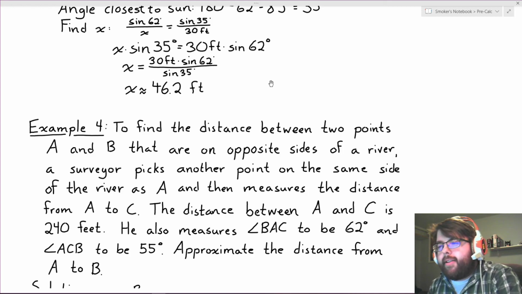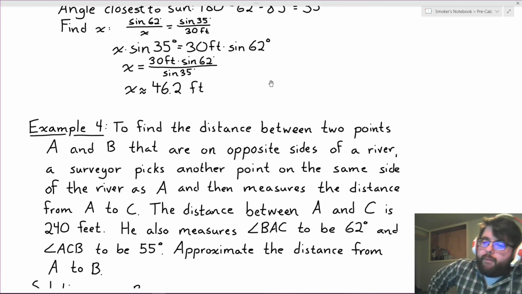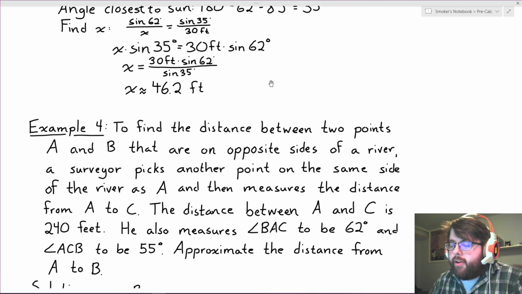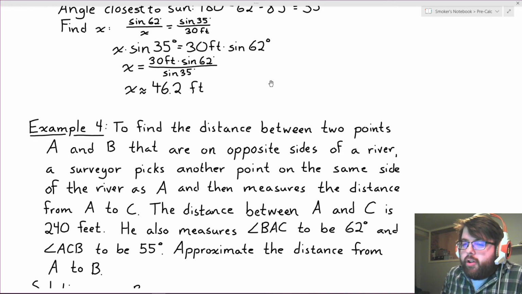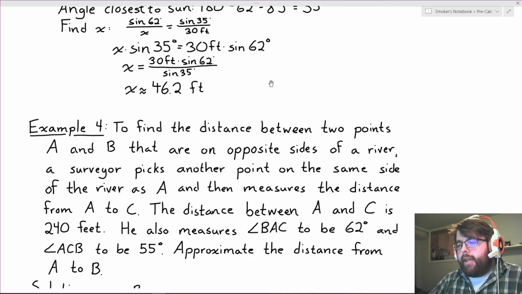To find the distance between two points, A and B, that are on opposite sides of a river, a surveyor picks another point on the same side of the river as A, then measures the distance from A to C. The distance between A and C is 240 feet. He also measures angle BAC to be 62 degrees and angle ACB to be 55. Approximate the distance from A to B.